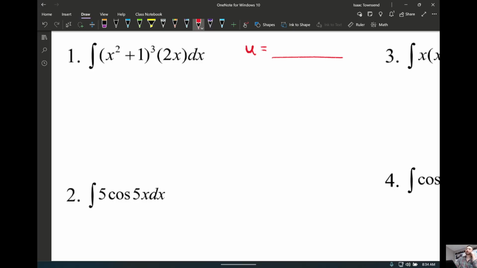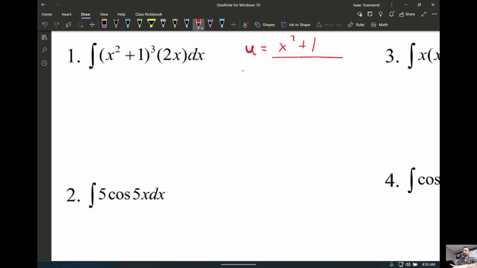But U is typically the thing that's trapped under something. Trapped under a square root or trapped under a cubed, like so. I would guess x squared plus 1 to be U because it's trapped under that cube. Sometimes you'll figure out that's not a good guess, but it's not that much work to fix.